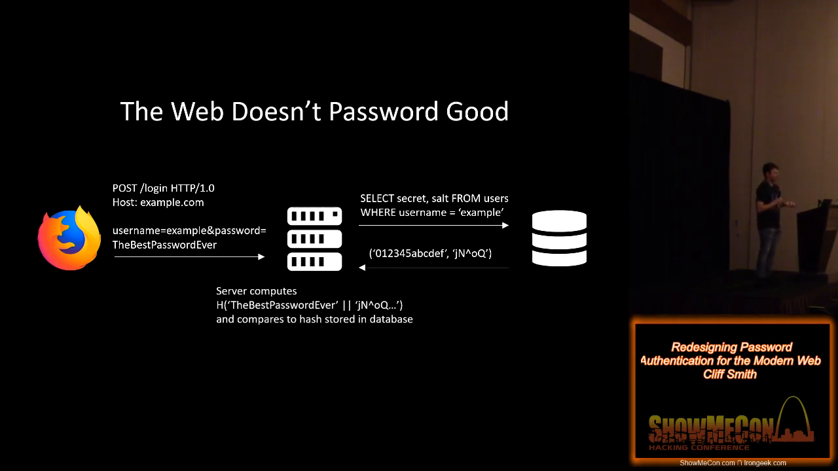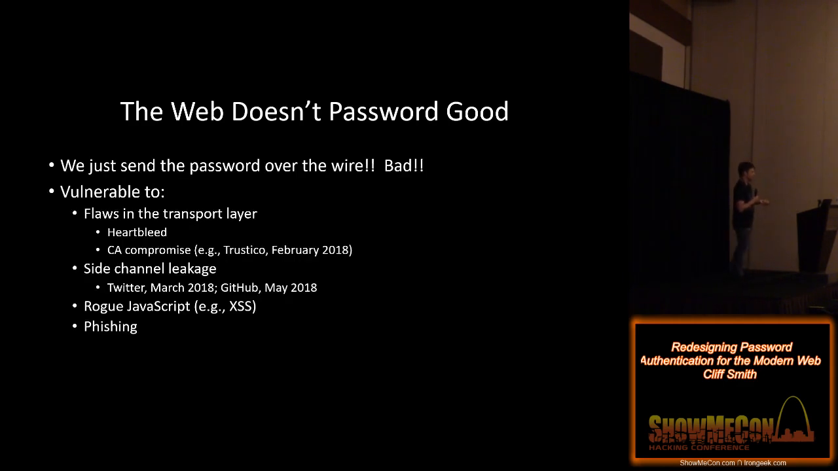So what's the problem with this? What's the problem with sending passwords across the wire like that? Well, all kinds of things. It's capital B bad. There are flaws in the transport layer all the time.